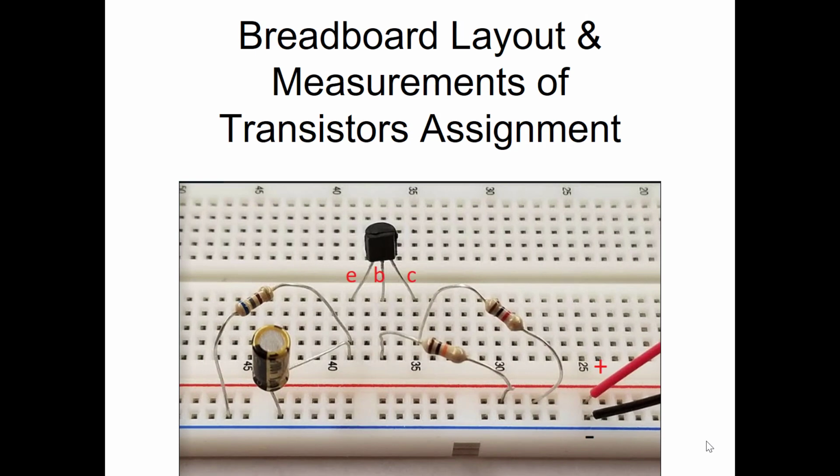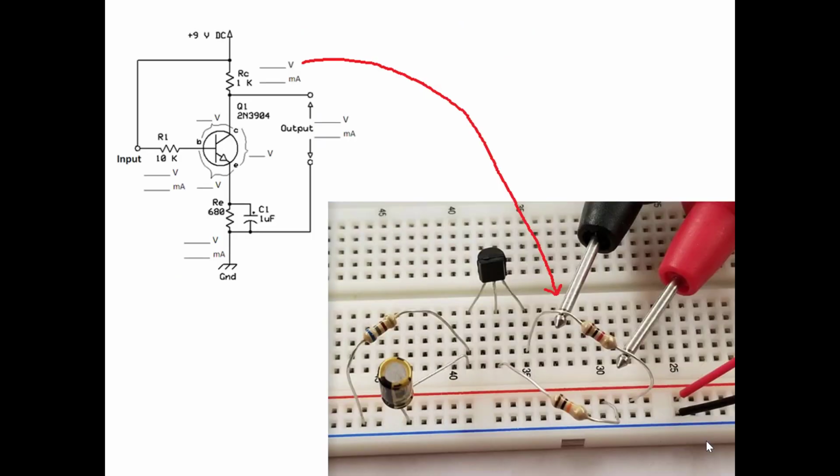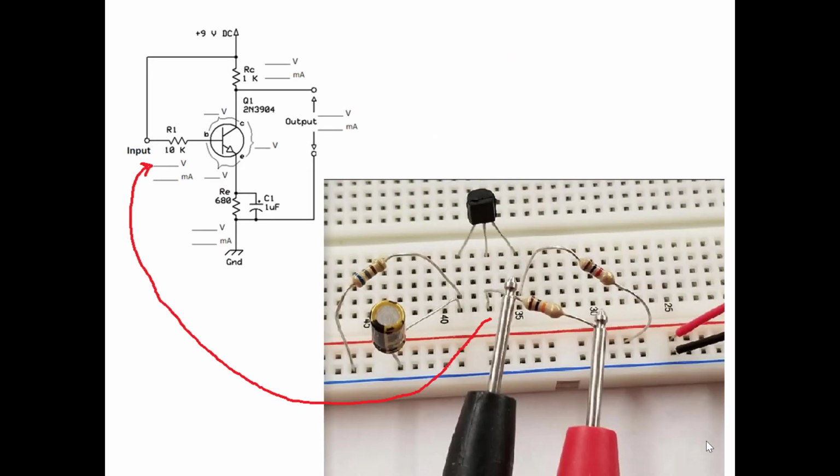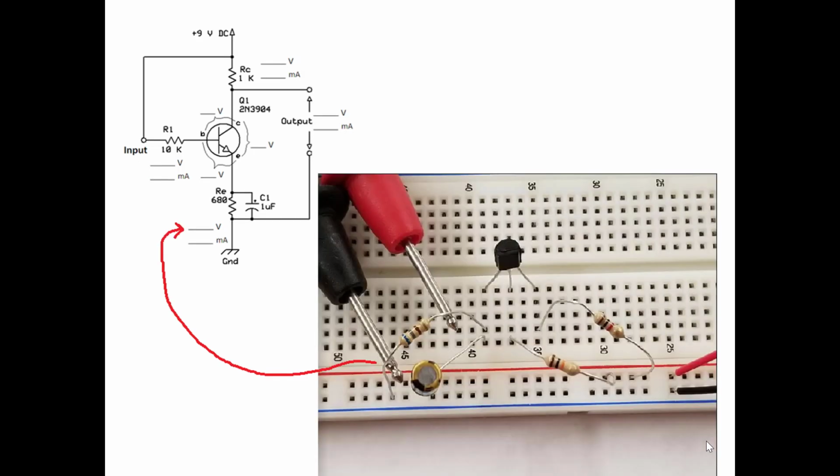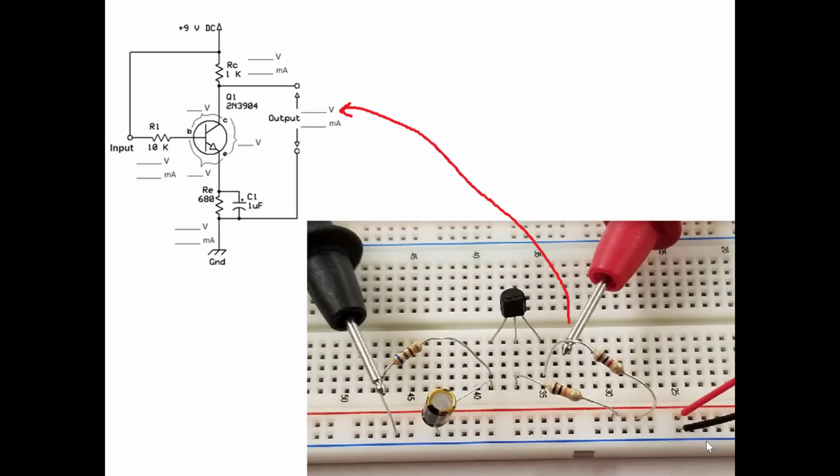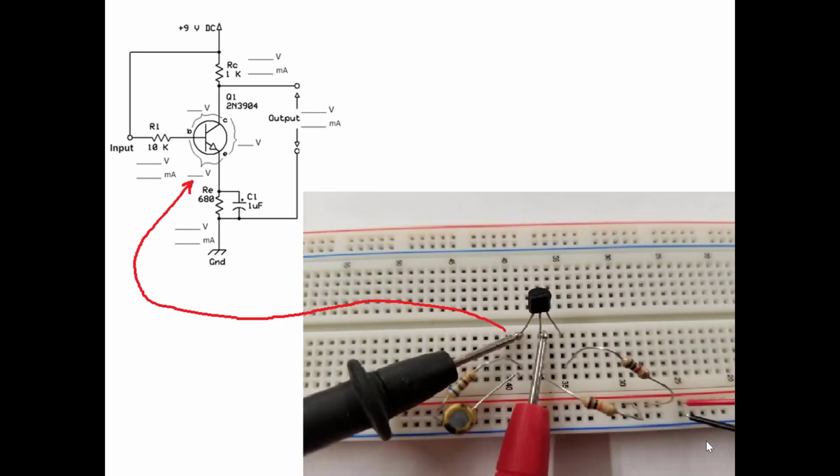This is the breadboard layout and measurements of the transistor assignment. Here's the schematic. That's where you would put your leads to measure the voltage drop on resistor RC. Here's the next one, the 10K resistor voltage drop. Here's how you measure the 680 resistor voltage drop. Output voltage. Here is how to measure the base emitter voltage drop.